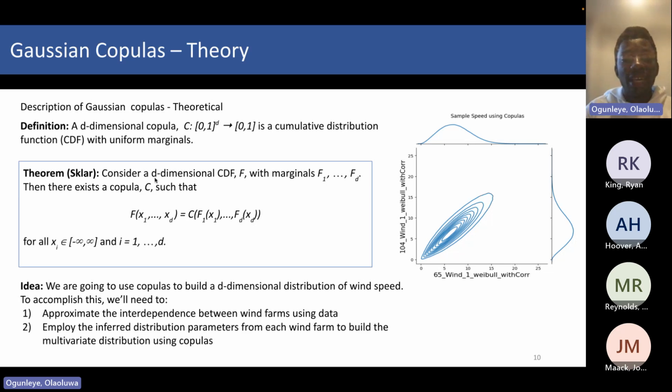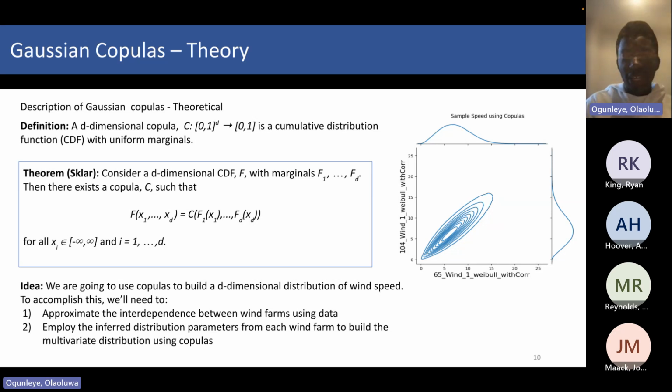function, such that the CDF of the random variables is simply a function of the coupling function and the individual marginals. And in particular, if the variables are independent, this coupling function is simply the product of these marginals. Now, the idea behind how we're going to apply this is we want to build a d-dimensional distribution for wind speed such that it accounts for the correlation and covariance between these multiple wind farms on our site.